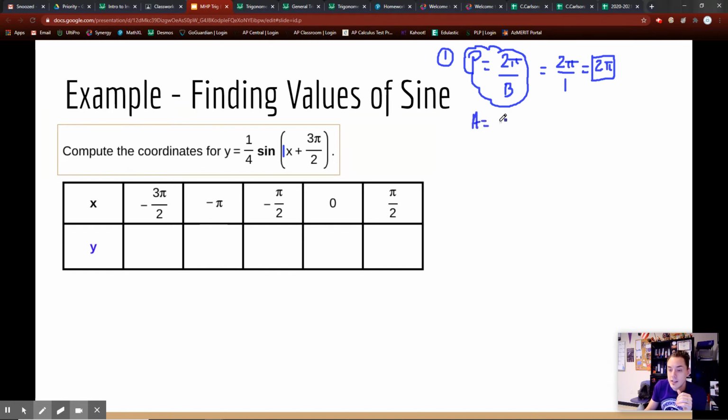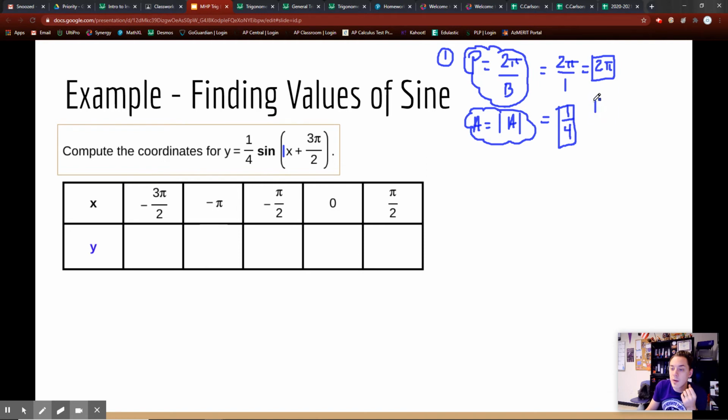Let's go through the amplitude. The amplitude is simply the absolute value of A. Where's your A? Your A should be the one right before the trig function. So it's the absolute value of A. Even if it was negative, it doesn't matter. In this case, it is 1/4. So my amplitude is 1/4.